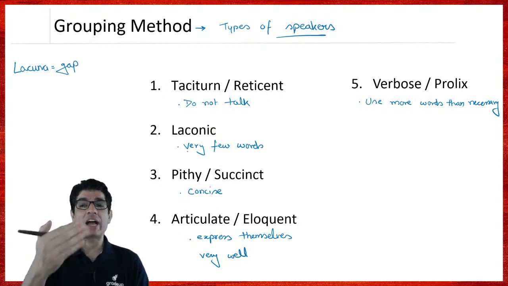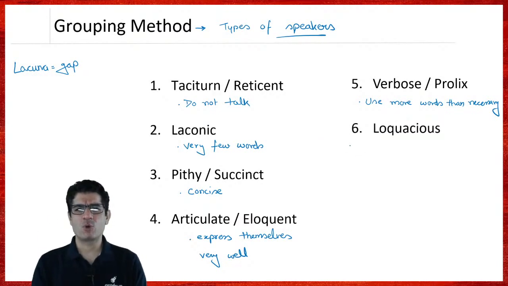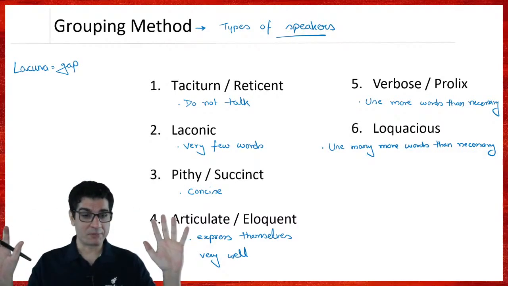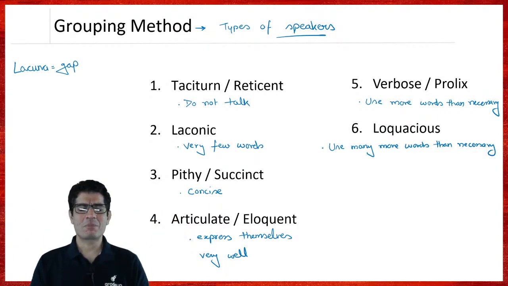और इससे भी थोड़ा आगे चलें तो यू हैव पीपल हु आर लोक्वेशियस. सो लोक्वेशियस कौन होते हैं? Loquacious people use many more words than necessary. ये 10 वर्ड की बात 20-20 वर्ड्स में बोलते हैं, राइट? सो उन्हें आप कहते हैं loquacious. और इसके भी आगे जाया जा सकता है.